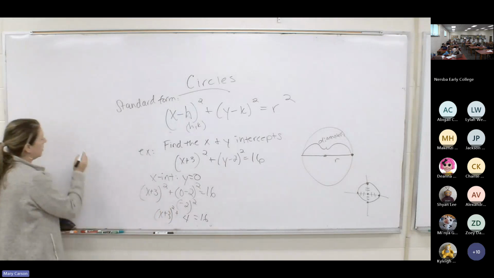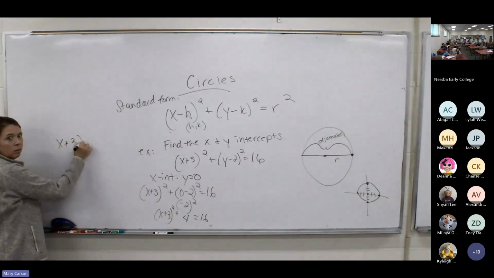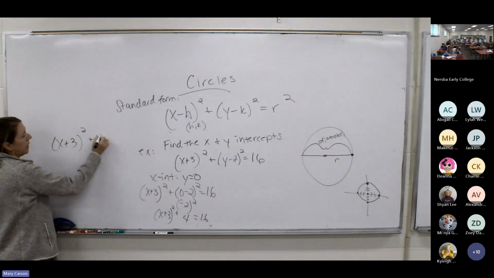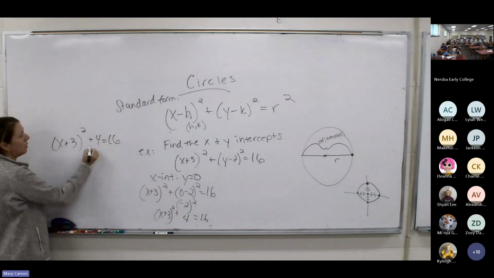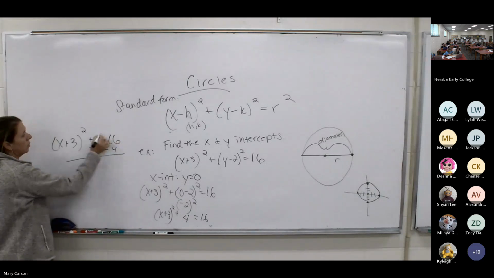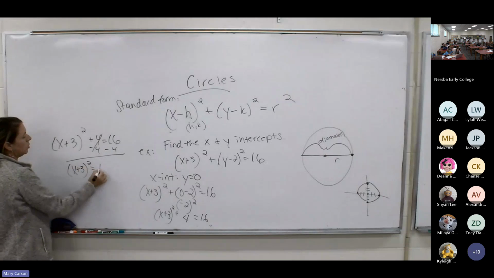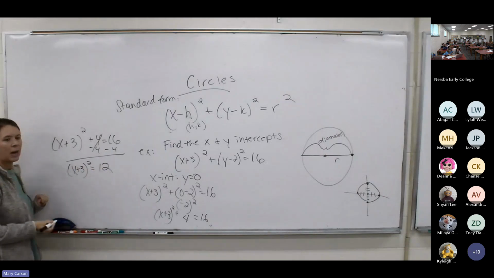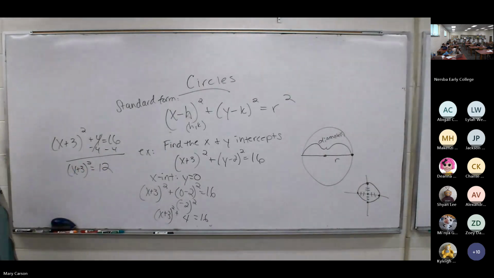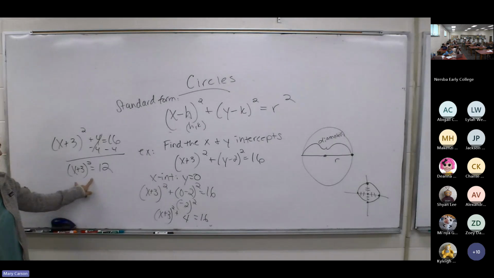I'm gonna rewrite this up here so I have a little bit more space and y'all can see it a little better. All right, so we have this. I'm gonna move the 4 over. We have x plus 3 squared equals 12. All right, now how do I solve this? If I remember, the easiest way to solve this.